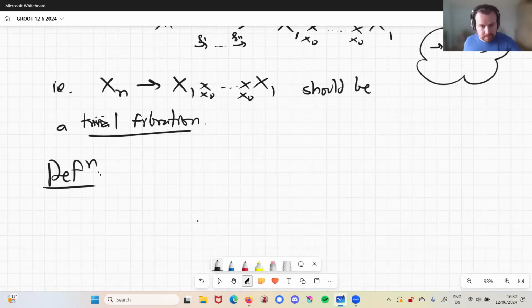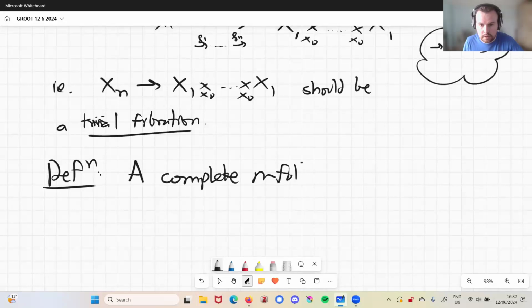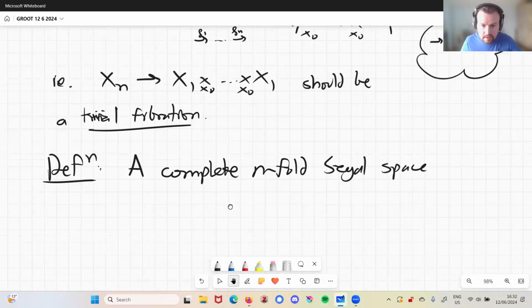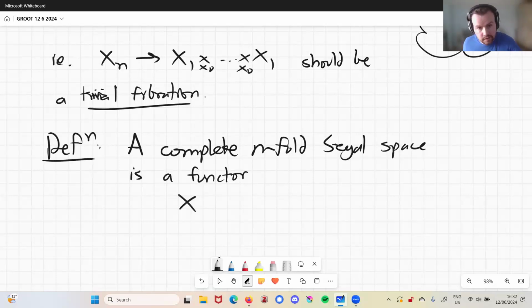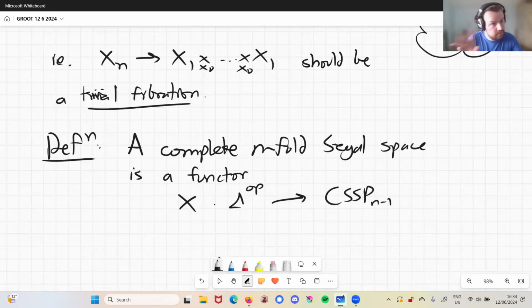Okay, so a complete n-fold Segal space is a functor X from delta op into complete n minus 1 fold Segal spaces. It's equivalent to say this, that's fine, by fibrancy, basically.